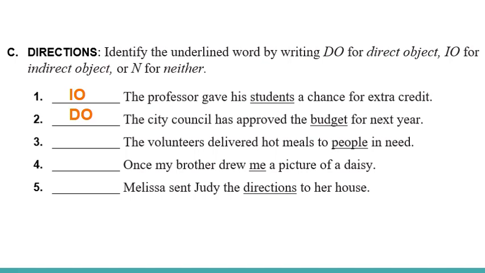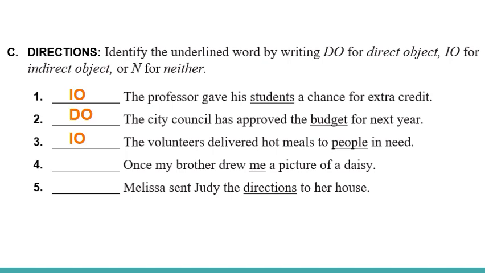The volunteers delivered hot meals to people in need. Volunteers is my subject. Delivered is my verb. What did they deliver? Hot meals. To whom did they deliver the meals? To the people. People, therefore, is an indirect object.